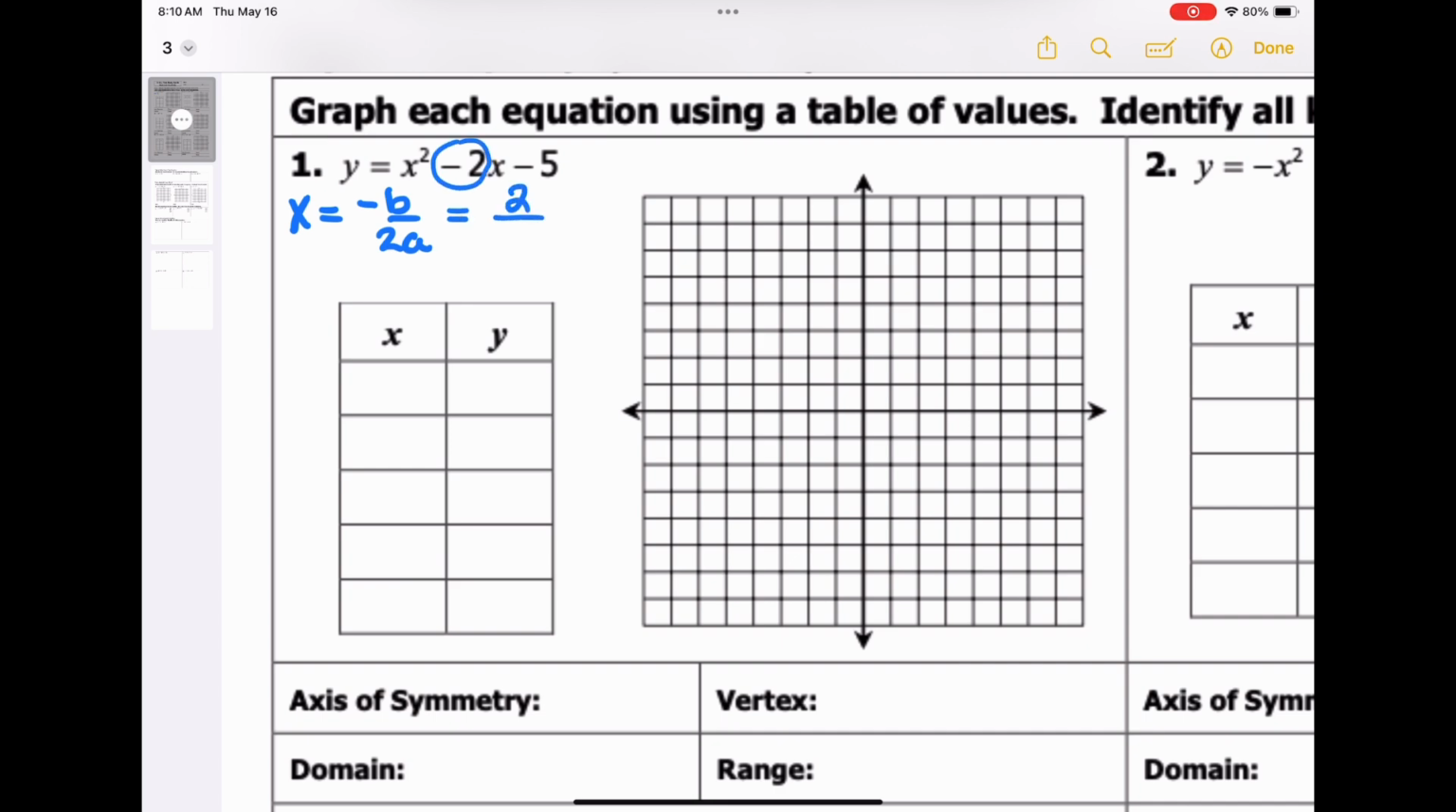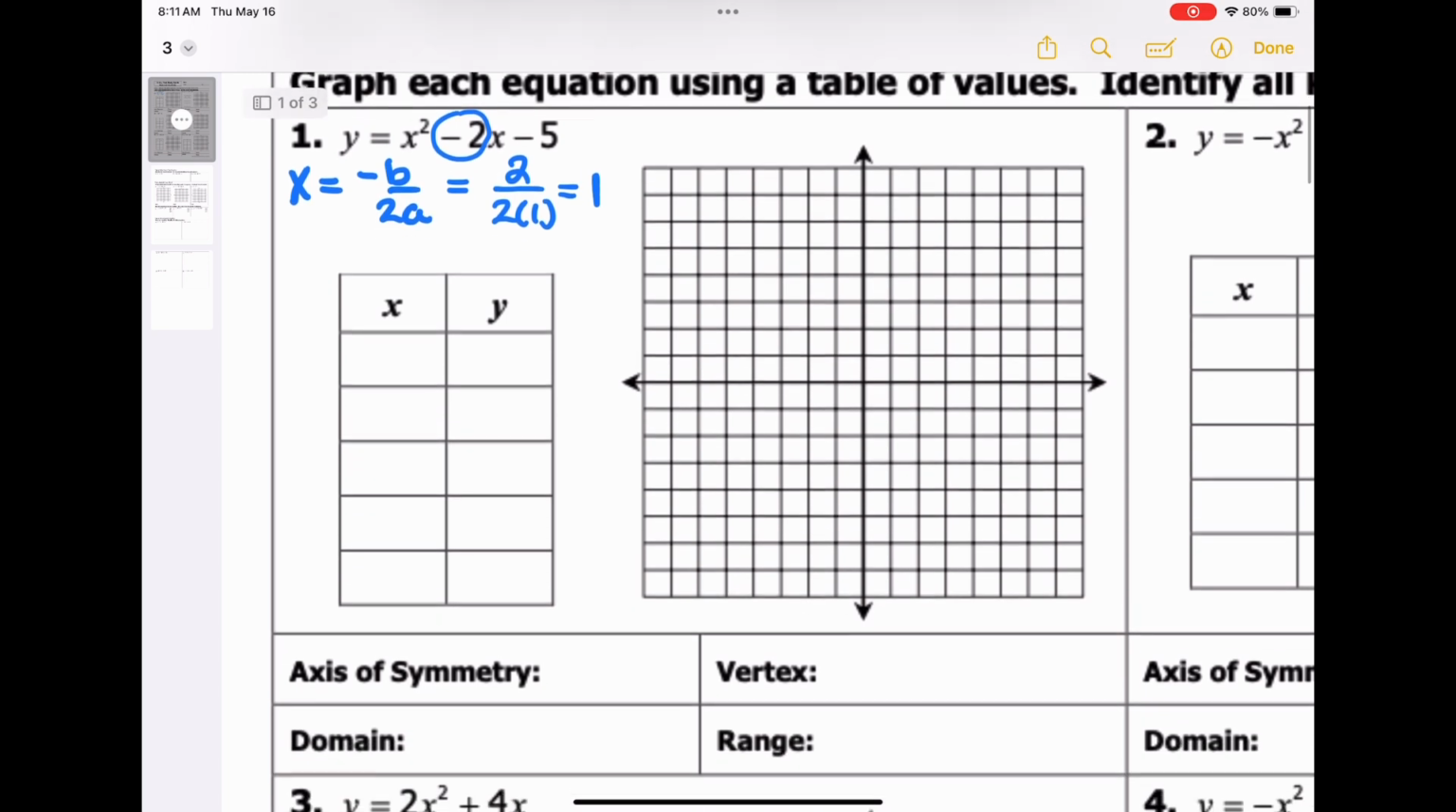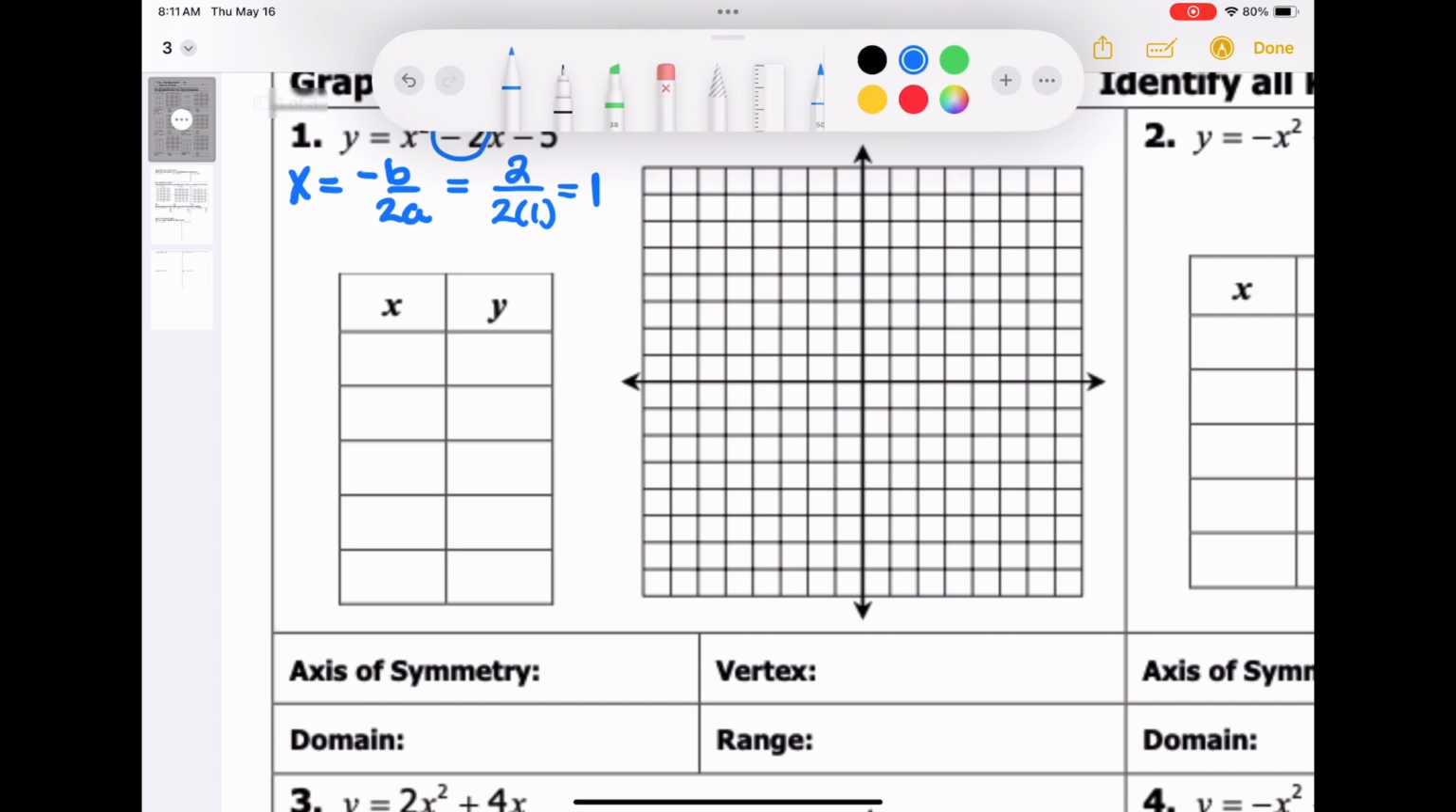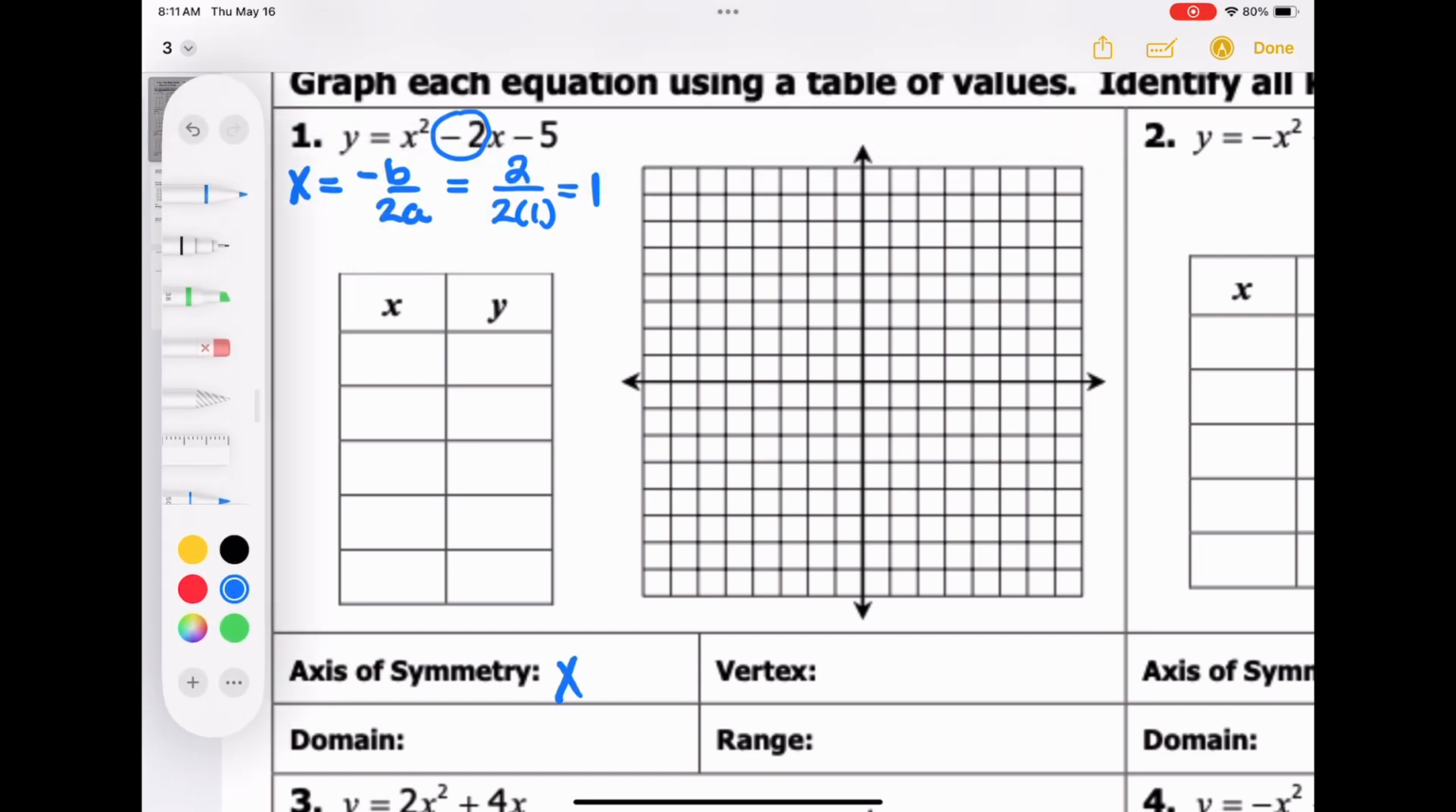So that's going to give me 2 over 2 times 1, and when I type that in my calculator, that gives me a positive 1. So that's going to be my axis of symmetry. Now I'm going to go back and find my vertex. I'm going to take that 1 and plug it into the equation wherever there's an x. So I'm going to have 1 squared minus 2 times 1 minus 5, and I'm going to type that into my calculator.